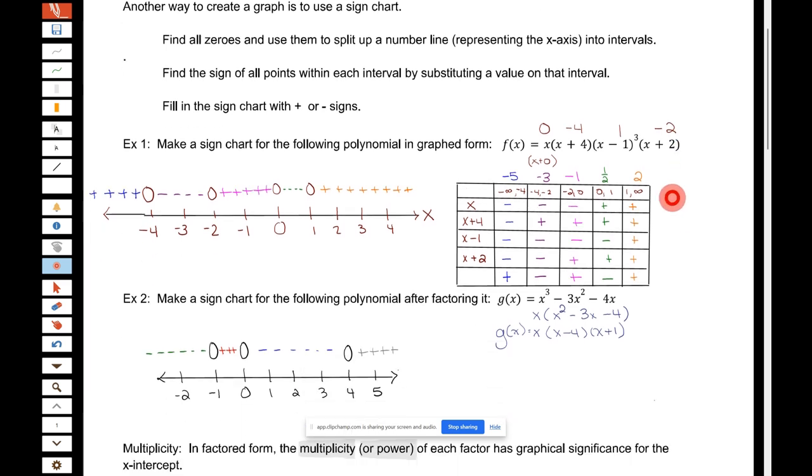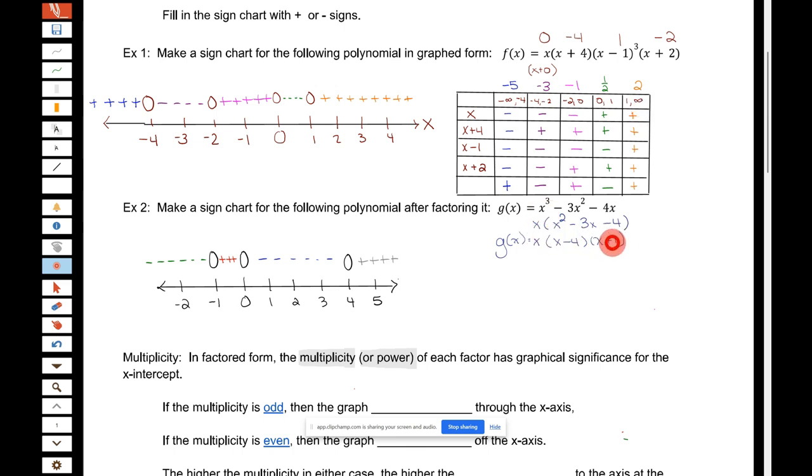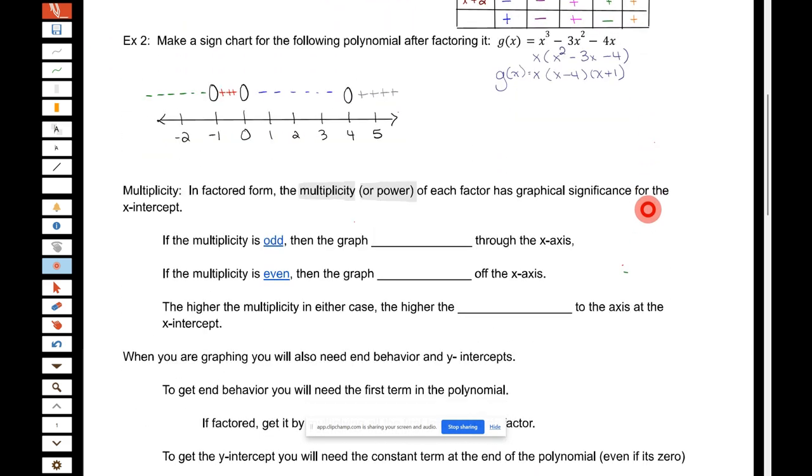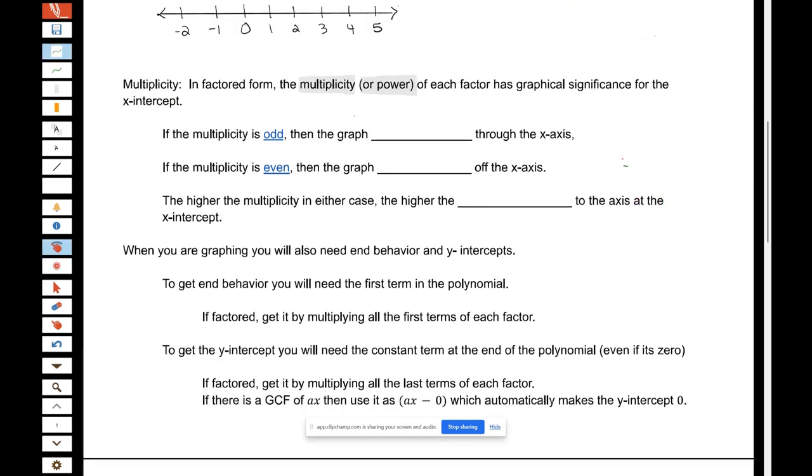So you can talk about the multiplicity of the factor or the root that the factor gives. Here, our multiplicity is 1 and 1 and 1 for roots of 0 and 4 and negative 1. They all have multiplicities of 1. If the multiplicity is odd, then the graph is going to slash through the x-axis. If the multiplicity is even, the graph bounces off the axis.